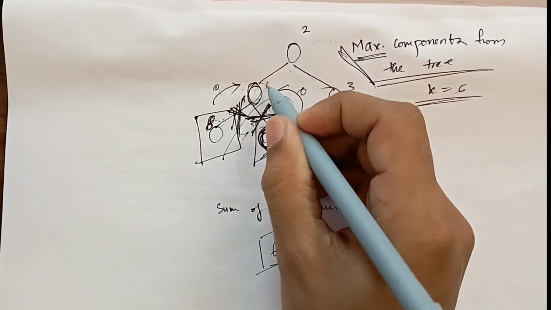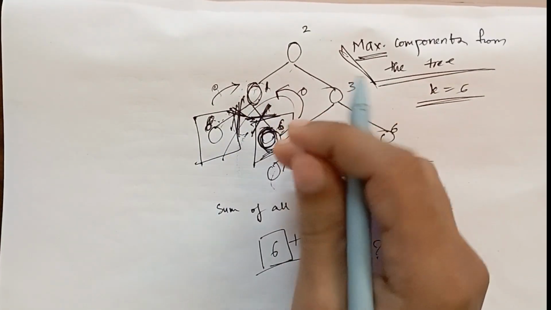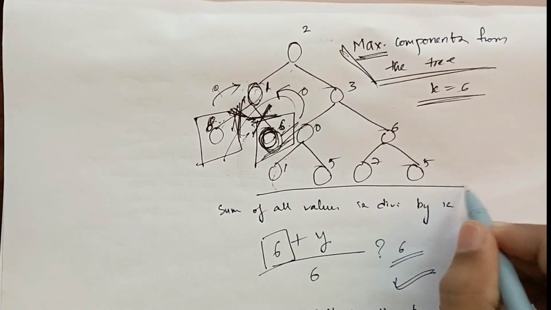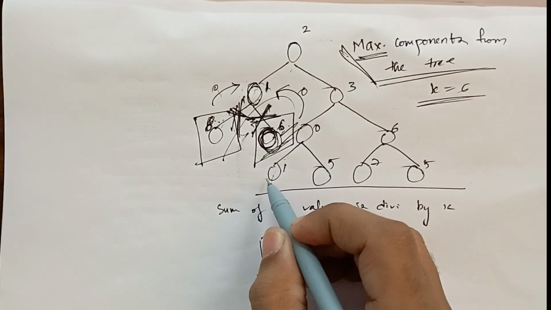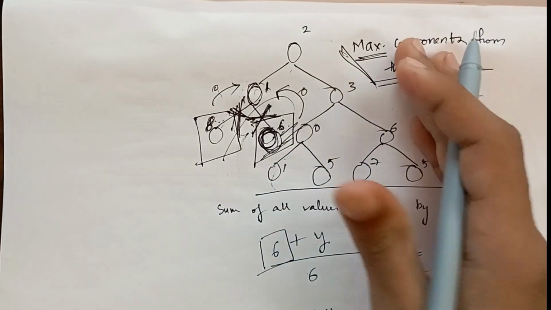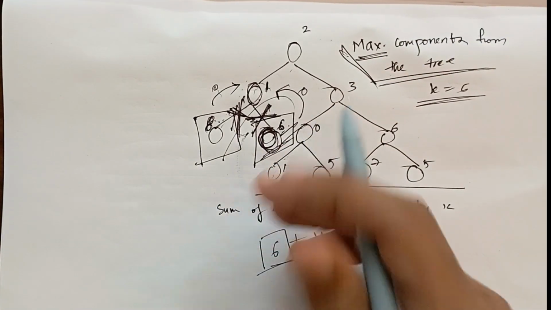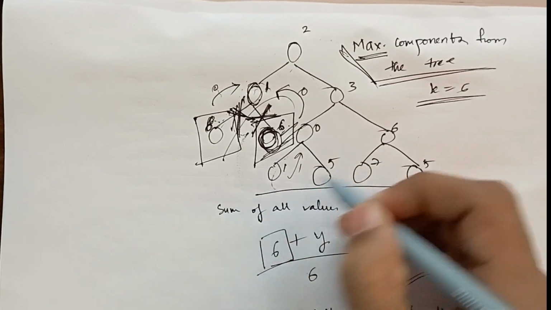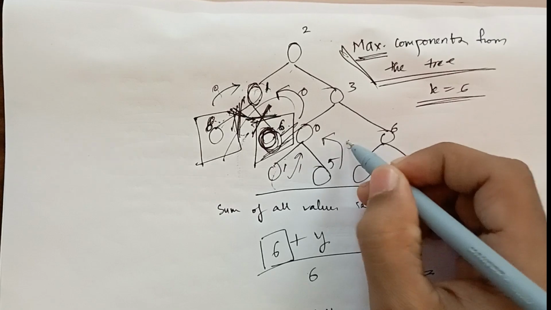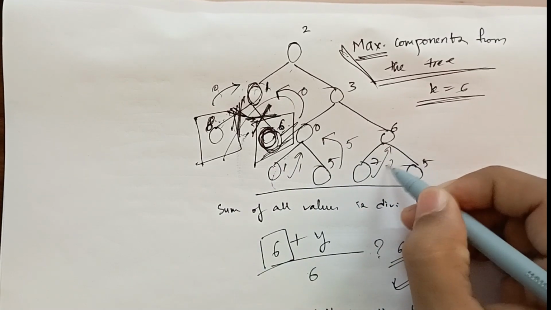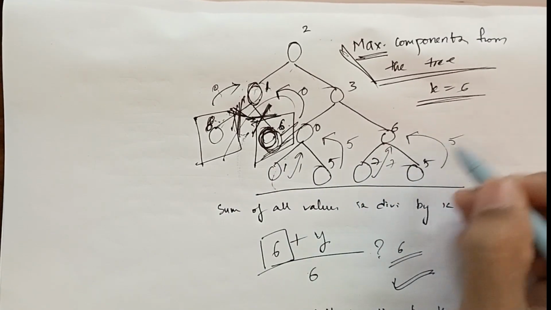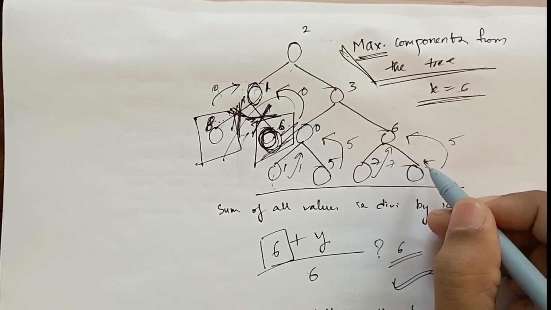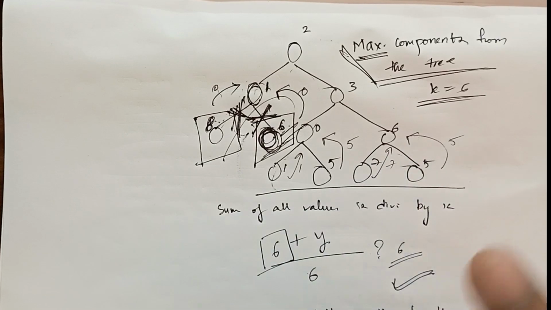Now what is the prefix sum for this one? 1. I am coming from the end. Now 1 has no prefix sum and it is also not divisible by 6. Now I'll be giving 1 and then I will be giving 5. Here also I will be giving 7. Here also I will be giving 5. And if this value is divisible by 6, I will be removing the connection.